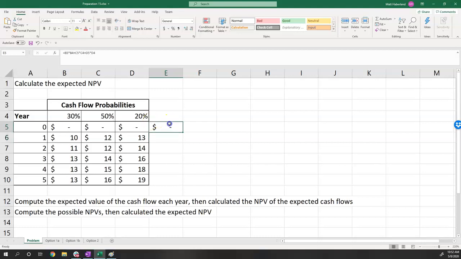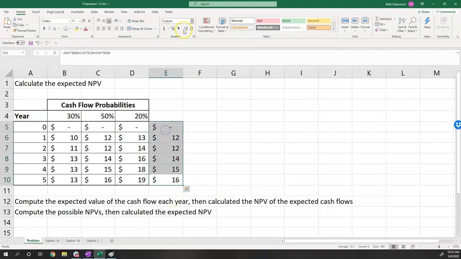I'm going to modify this formula a little bit. I'm going to lock F4, I'm going to lock C4 and I'm going to lock D4, these probabilities, so that I can just click and drag this down the row. And so here we have the expected value of the cash flow in each year.